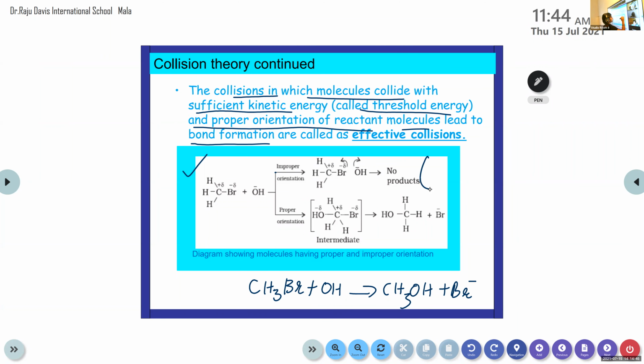Here you can write, like charges repel each other. Here, unlike charges attract each other. So the second one belongs to the proper orientation of molecules. Okay.